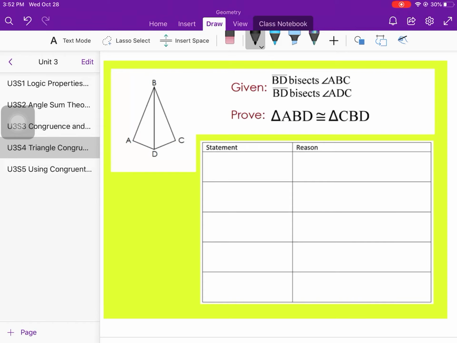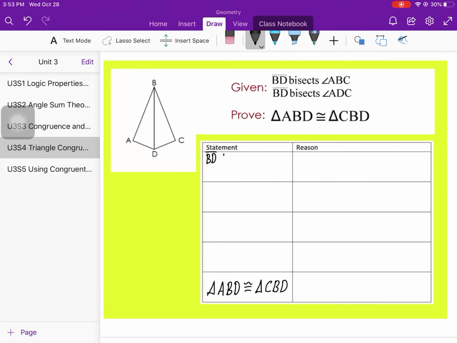All right, so this time we are given the information. BD bisects ABC, BD bisects ADC. And remember that the last statement is always our prove. So this is triangle ABD is congruent with triangle CBD. We don't know what the reason is that they're congruent. That's what we got to work on. So let's start with our given information.